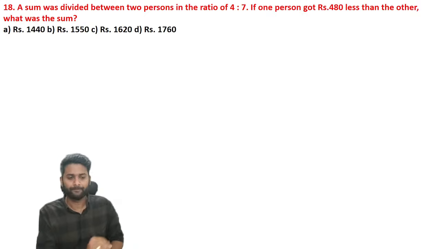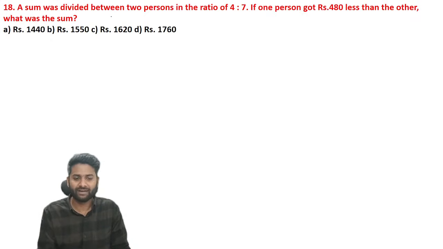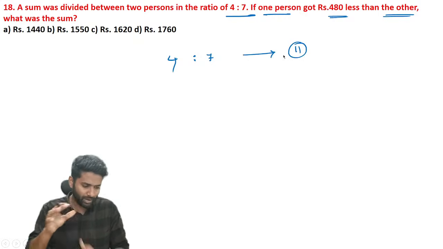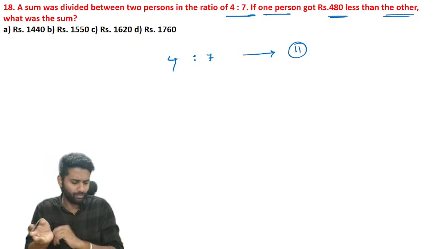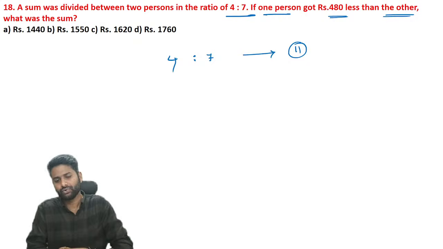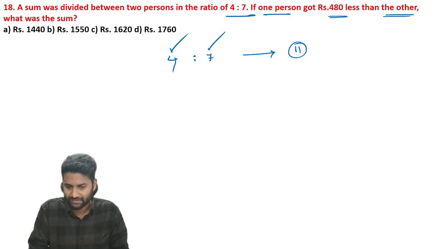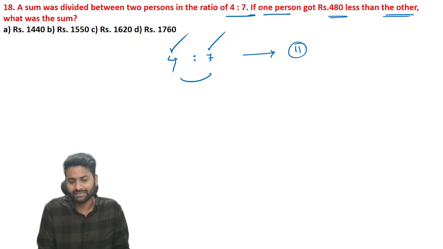Let's see this question. A sum was divided between two persons in the ratio of 4:7. If one person got 480 less than the other, let us take that I have 11 units. How can I assume this number? It is the sum of 4 plus 7. So I have 11 units. If I divide between two people, one person gets 4, the other person gets 7. Definitely one person gets less than the other person by 3.